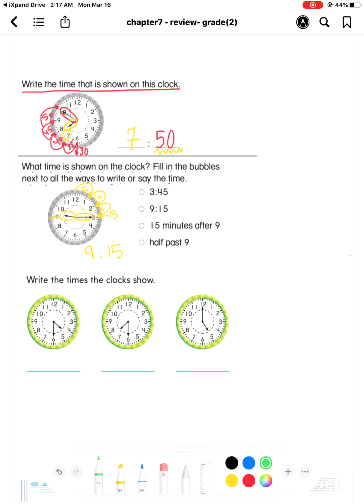3:45. No, this is not correct. 9:15. Excellent, this is our answer, our first answer. Now 15 minutes after 9. Excellent, this is also a correct answer. 9:30? No, it's not a correct answer.